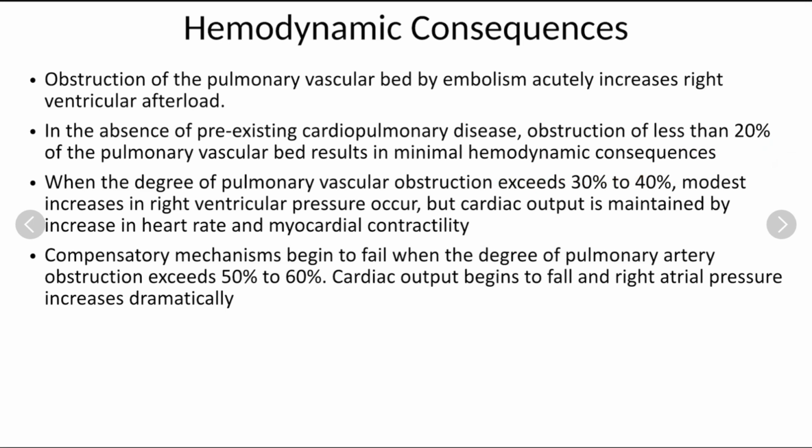But when the degree of pulmonary vascular obstruction exceeds 30 to 40%, a modest increase in right ventricular pressure occurs, but cardiac output is maintained by an increase in heart rate and myocardial contractility. So till this stage, the patient is stable. But the compensatory mechanism begins to fail when the degree of pulmonary artery obstruction exceeds 50 to 60%. In these conditions, the compensatory mechanism will not work, cardiac output begins to fall, right atrial pressure increases dramatically, and the patient can collapse.